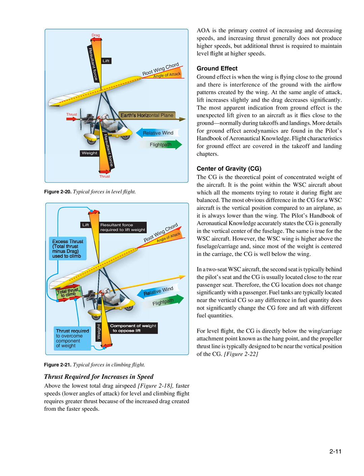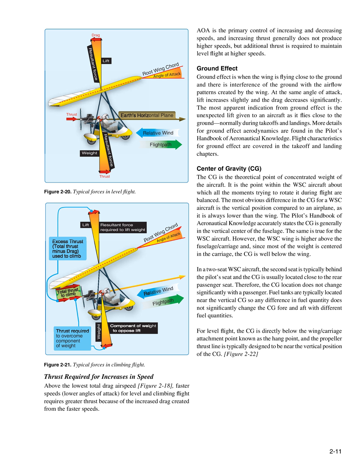Thrust required for increases in speed above the lowest total drag airspeed, Figure 218. Faster speeds, lower angles of attack, for level and climbing flight require greater thrust because of the increased drag created from the faster speeds. AOA is the primary control of increasing and decreasing speeds, and increasing thrust generally does not produce higher speeds, but additional thrust is required to maintain level flight at higher speeds.